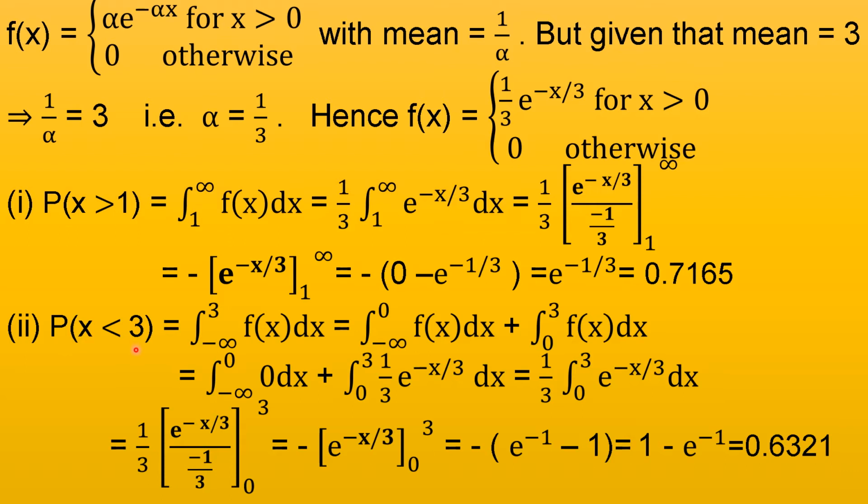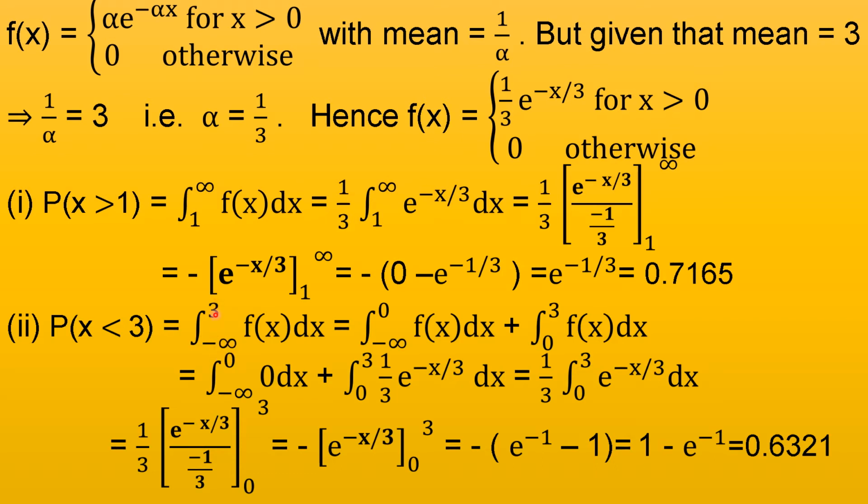Probability that x is less than 3. Less than 3 means the upper limit is 3 and the lower limit is minus infinity. Integral from minus infinity to 3 of f of x dx, but f of x is 1 by 3 into e power minus x by 3 only for positive x values. Minus infinity to 3 means both negative and positive values come in this.